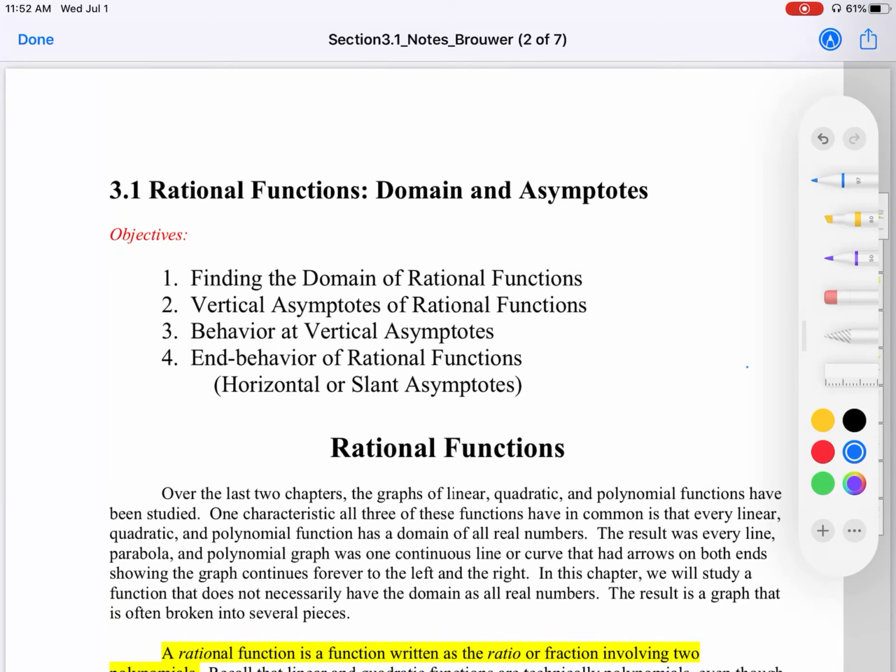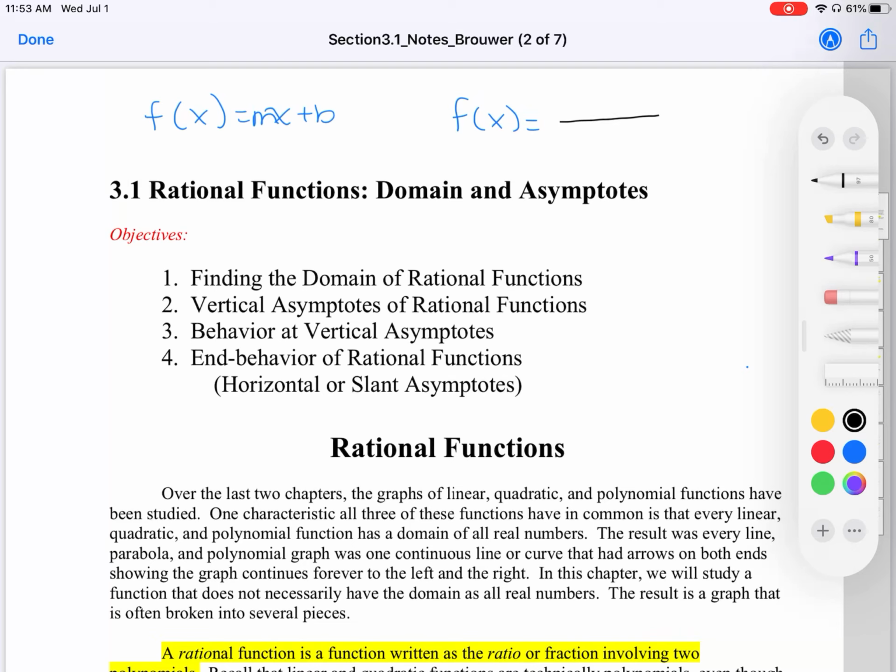Hello, we're going to begin a new chapter, Chapter 3. Chapter 3 deals with graphing rational functions. So, what makes a rational function is, well, we dealt with linear functions, right? Seen as mx plus b. But what if we had a fraction, thus making it rational? So, we have a fraction.